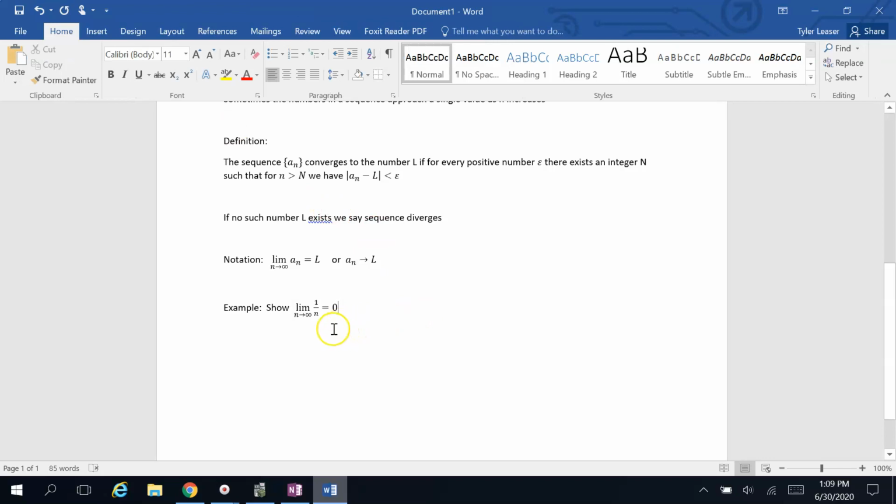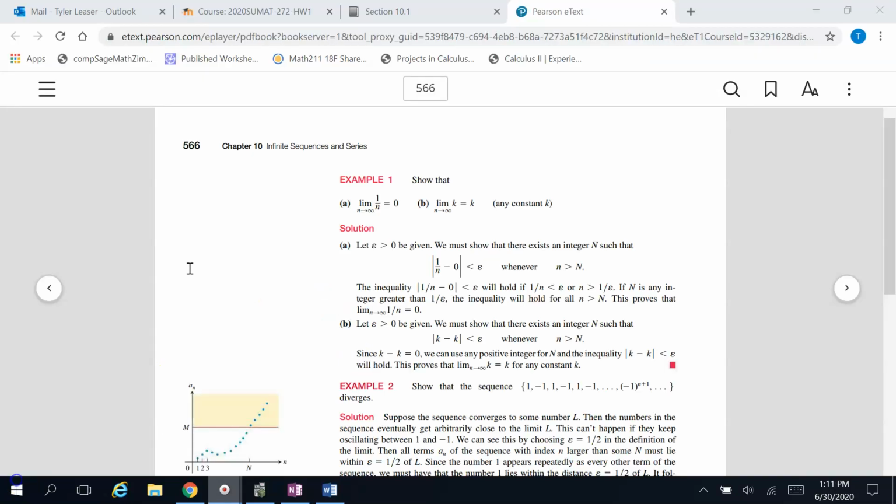I hope it's obvious that this is true. As my n gets bigger and bigger, eventually I'm going to have 1 divided by a huge number, and as this number gets bigger, the whole thing just goes to 0. But it's not enough just to think that's true; we have to prove it, and the way we're going to prove it is based on this definition up here. So I'm going to pull up the book at this point, and let's read through the proof of this. All right, so I pulled up the book.